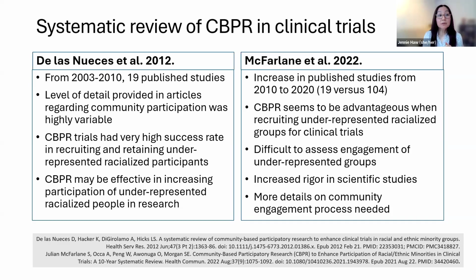In both reviews, they found that taking a CBPR approach seemed to be advantageous when recruiting underrepresented racialized groups to clinical trials. And both also noted that there wasn't a lot of detail in terms of how community members were engaged in these trials. And McFarlane goes on to say that they recommend that greater detail on community engagement be provided by trialists when publishing their results.